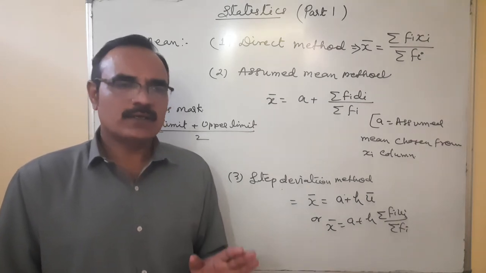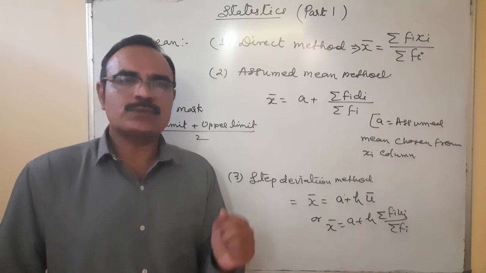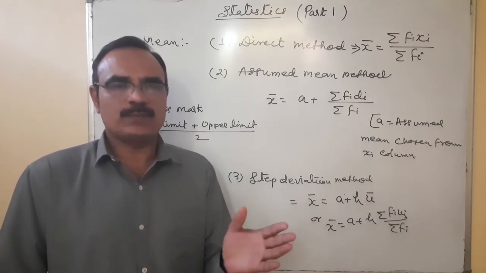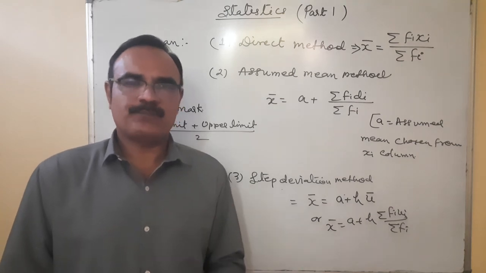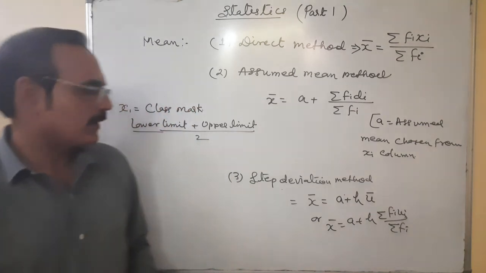Same, what does it mean? Generally, we may get an approximate result. After two or three decimal places it may change, but almost the result will be the same. The mean will be the same.